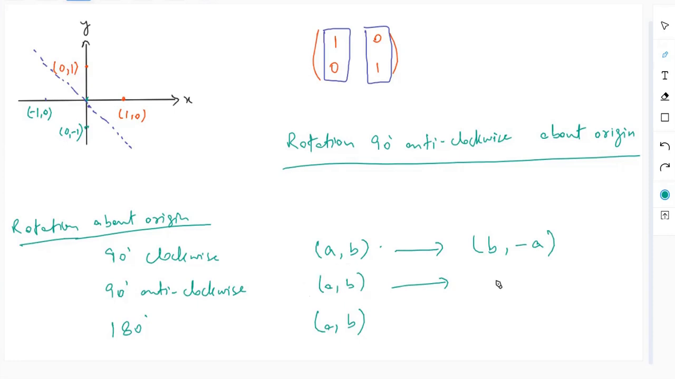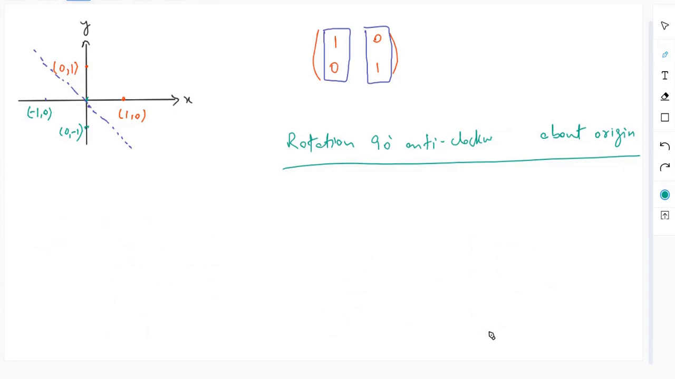अच्छा, AB आपका original point है, ये कहाँ चला जाएगा? This actually becomes minus B and A. और ये जो 180 degrees rotation होती है, इसमें जो आपके sign change हो जाते हैं, it becomes minus A and minus B. So that's how the coordinates change basically in rotations. अच्छा, I'm just going to erase that from here. All right.